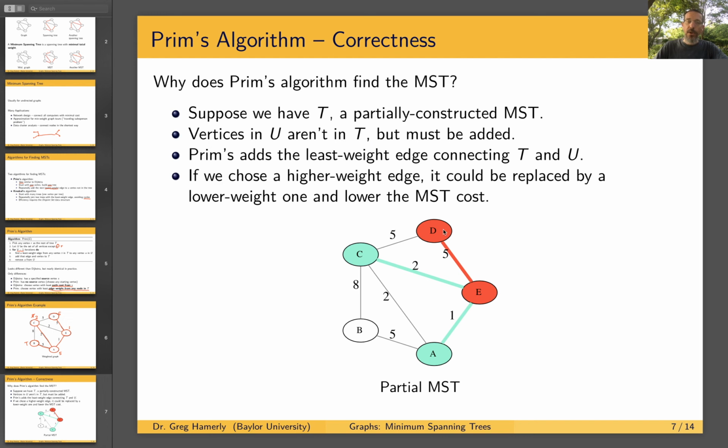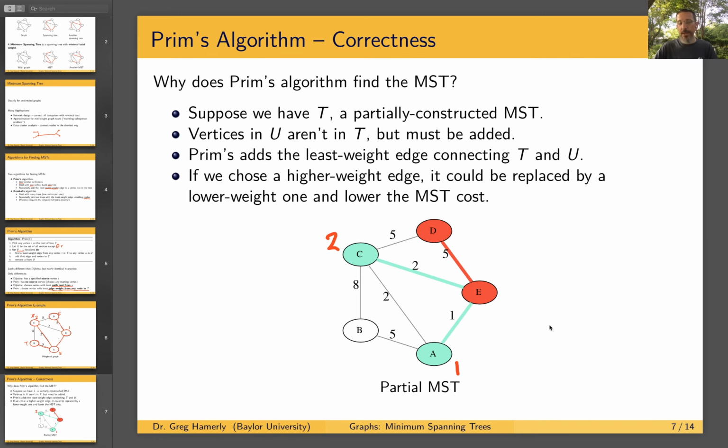So let's look at this. D connects to C, which is unconnected, using a cost of 5. But that's not the least cost way, right? The least cost way of connecting C is 2, using this edge. And the least cost way of connecting A is 1 using this edge. Now, if we chose a higher weight edge, it could be replaced by a lower weight one and lower the MST cost.